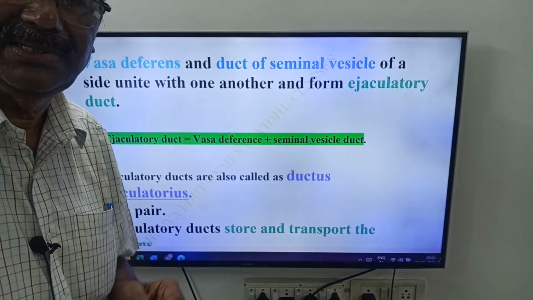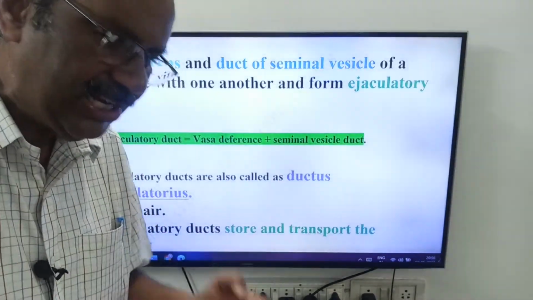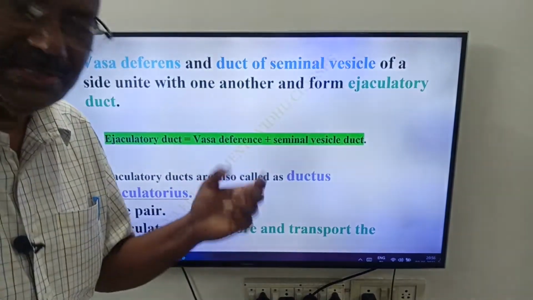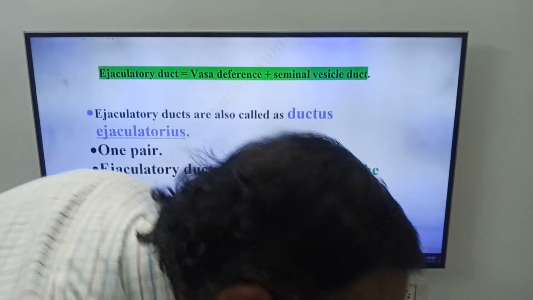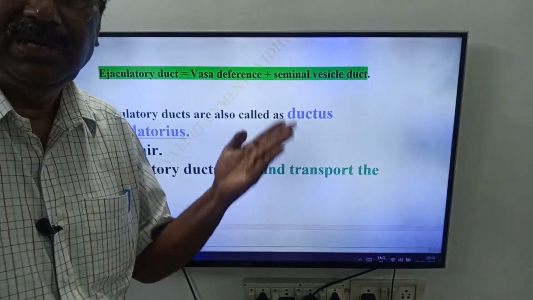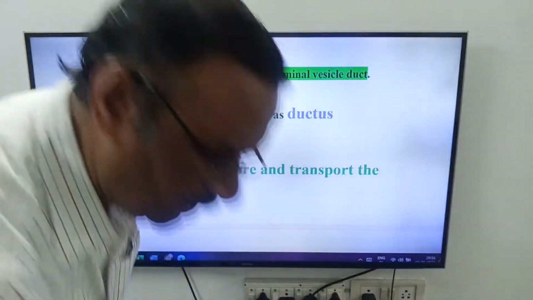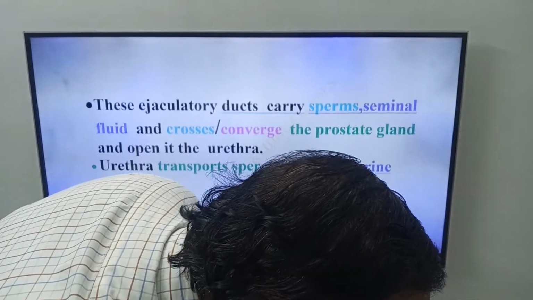Each and every man has one pair of ejaculatory ducts. What is the function of the ejaculatory ducts, friends? They store and transport the sperms. Okay, friends, that is about the ejaculatory duct.